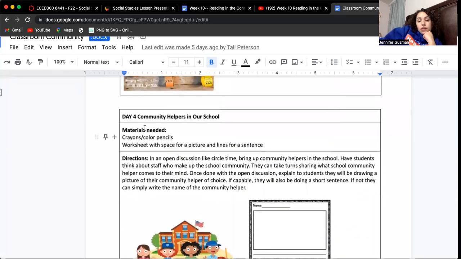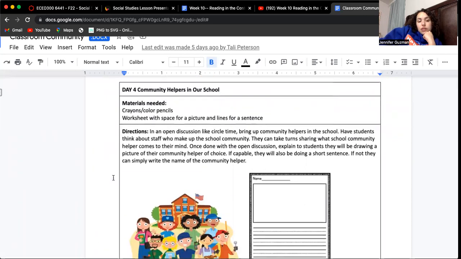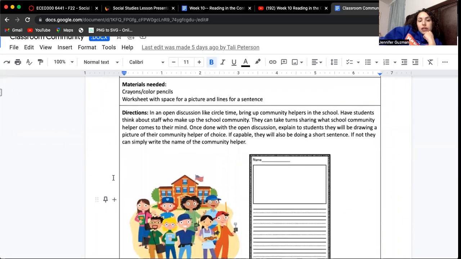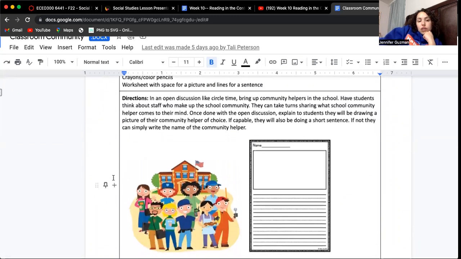Day four, community helpers in our school. Materials needed could be crayons, colored pencils, markers. So for this one, you'd need a worksheet with a space for a picture and some lines for some writing, so to write a sentence.